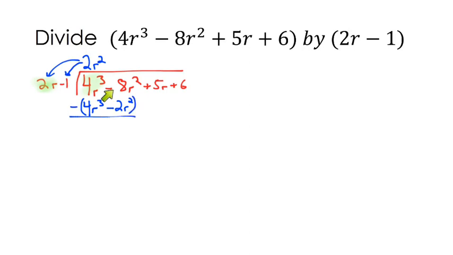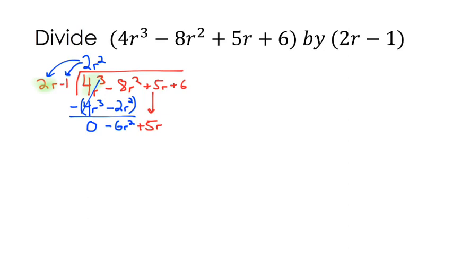Okay? 4r cubed minus r cubed, well, that just cancels or subtracts to 0. And then if I have a negative 8r squared, but I'm subtracting a negative 2r squared, it's like I'm adding 2r squared. So negative 8 of something plus 2 would give us negative 6r squared. And then we're going to bring down our 5r.